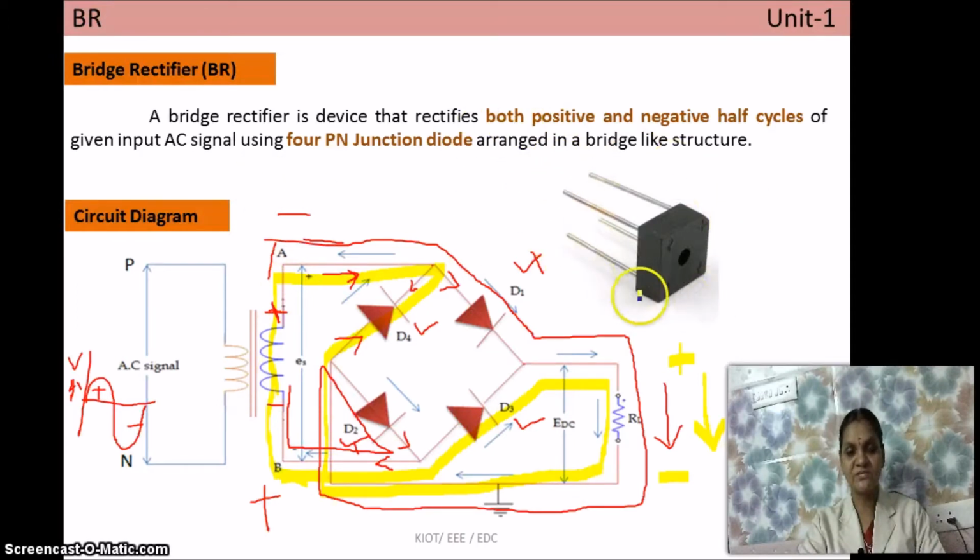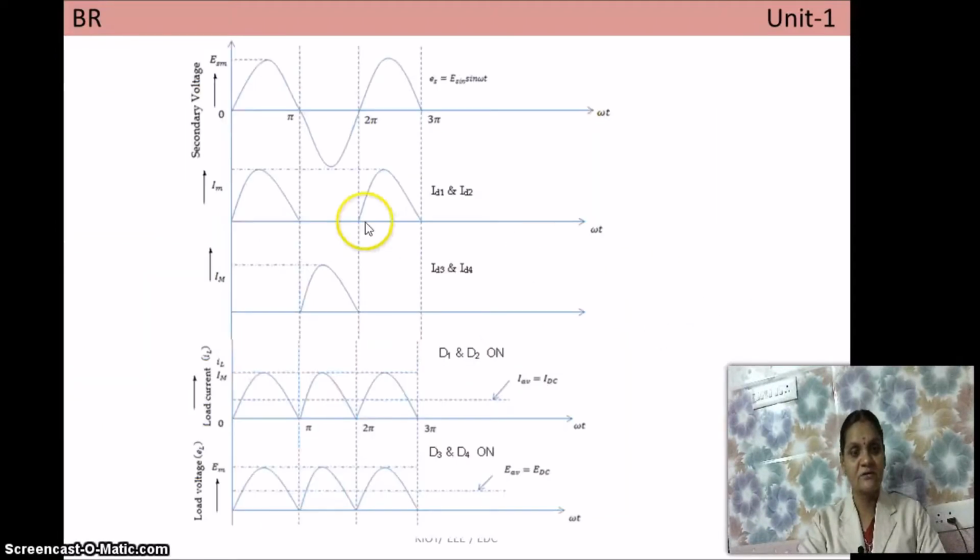When you purchase it in the shop, you will get a device like this with 4 terminals, 2 terminals for input and 2 terminals for tapping the output. See here, at the top junction and bottom junction input is given, and the left side junction and right side junction output is connected across the load resistance RL. Okay. So next, this is the waveform.